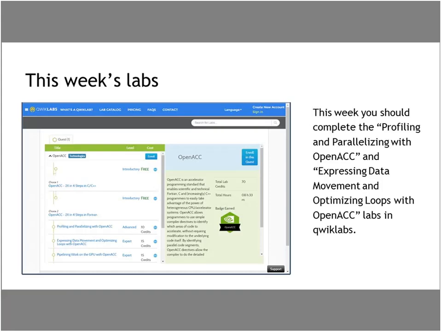Specifically this week, if you have not already taken the 2x of 4 steps, it's a great introduction, but I want to encourage you to take profiling and parallelizing with OpenACC, and also expressing data movement and optimizing with OpenACC. The reason I encourage you to take these 2 labs is this is the code that we've worked on for the last 2 weeks. So you've already seen the answers, and now you can go and experience it yourself and understand, okay, what if I type this? What happens? If I type this other thing, what happens? And understand what the compiler does with your code.